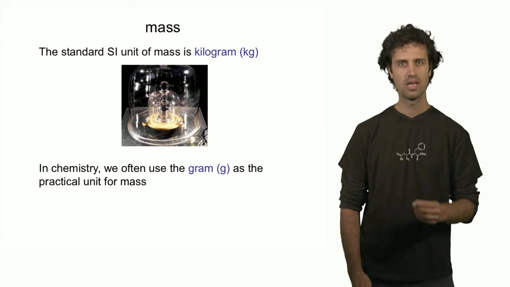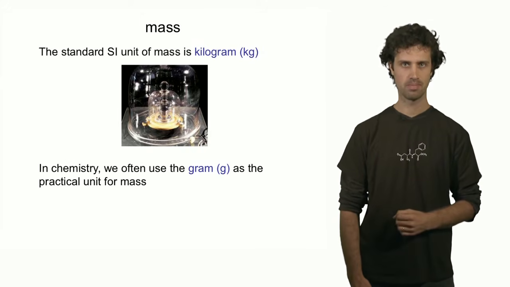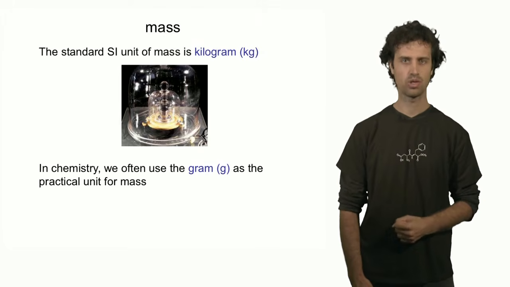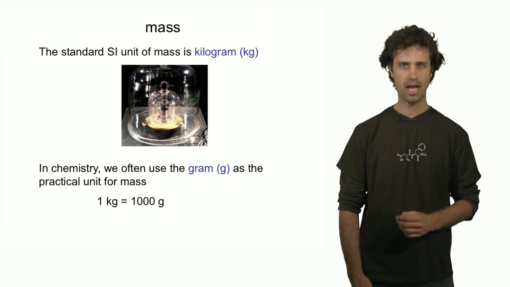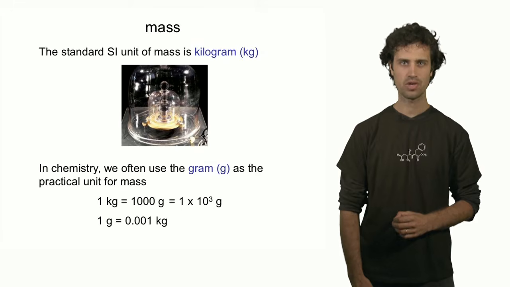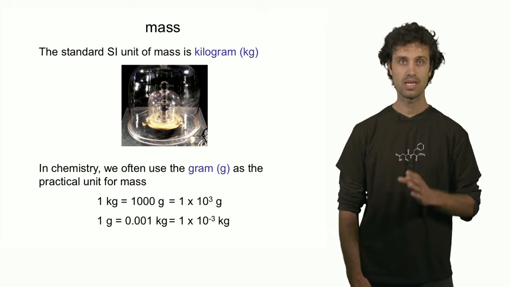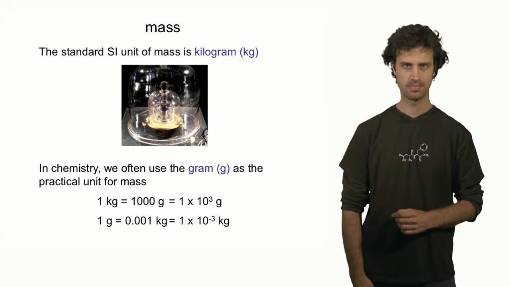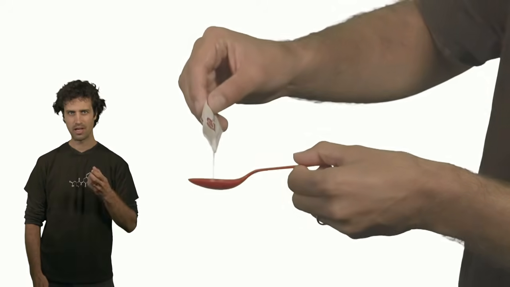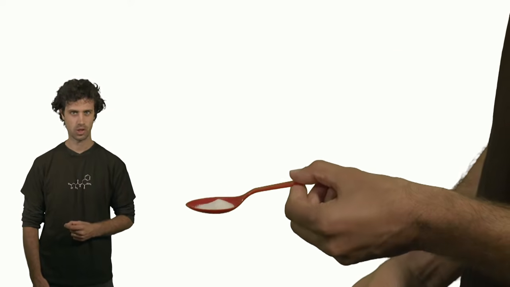However, in chemistry, we make use of the unit grams more often than kilograms. The unit of gram is practically more useful. 1 kilogram equals 1,000 grams, or 10 to the third grams. Vice versa, 1 gram equals 0.001 kilograms, or 10 to the minus 3 kilograms. How much is a gram approximately? Well, a gram is approximately the mass of the contents of this sugar pouch.